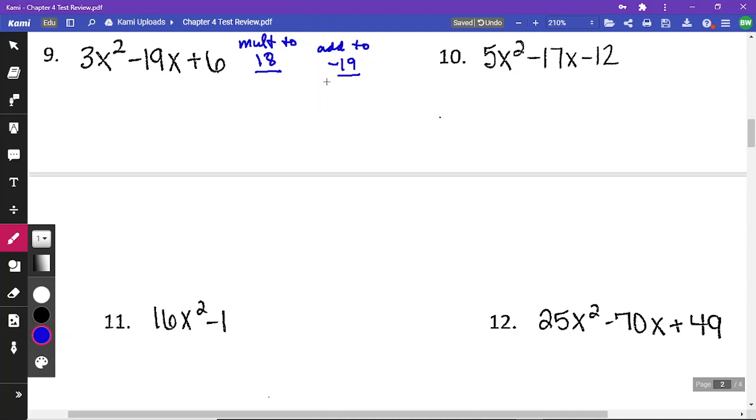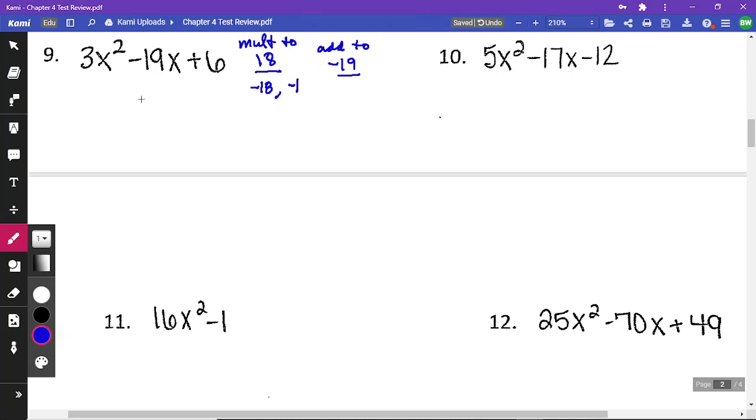They have to add to negative 19, but multiply to positive 18. Since they multiply to a positive number, they got to both be positive, or they could both be negative. Well, they got to add to a negative number. So they're both going to be negative, and it's negative 18, of course, and negative 1. Those do add to negative 19 and multiply to make 18.